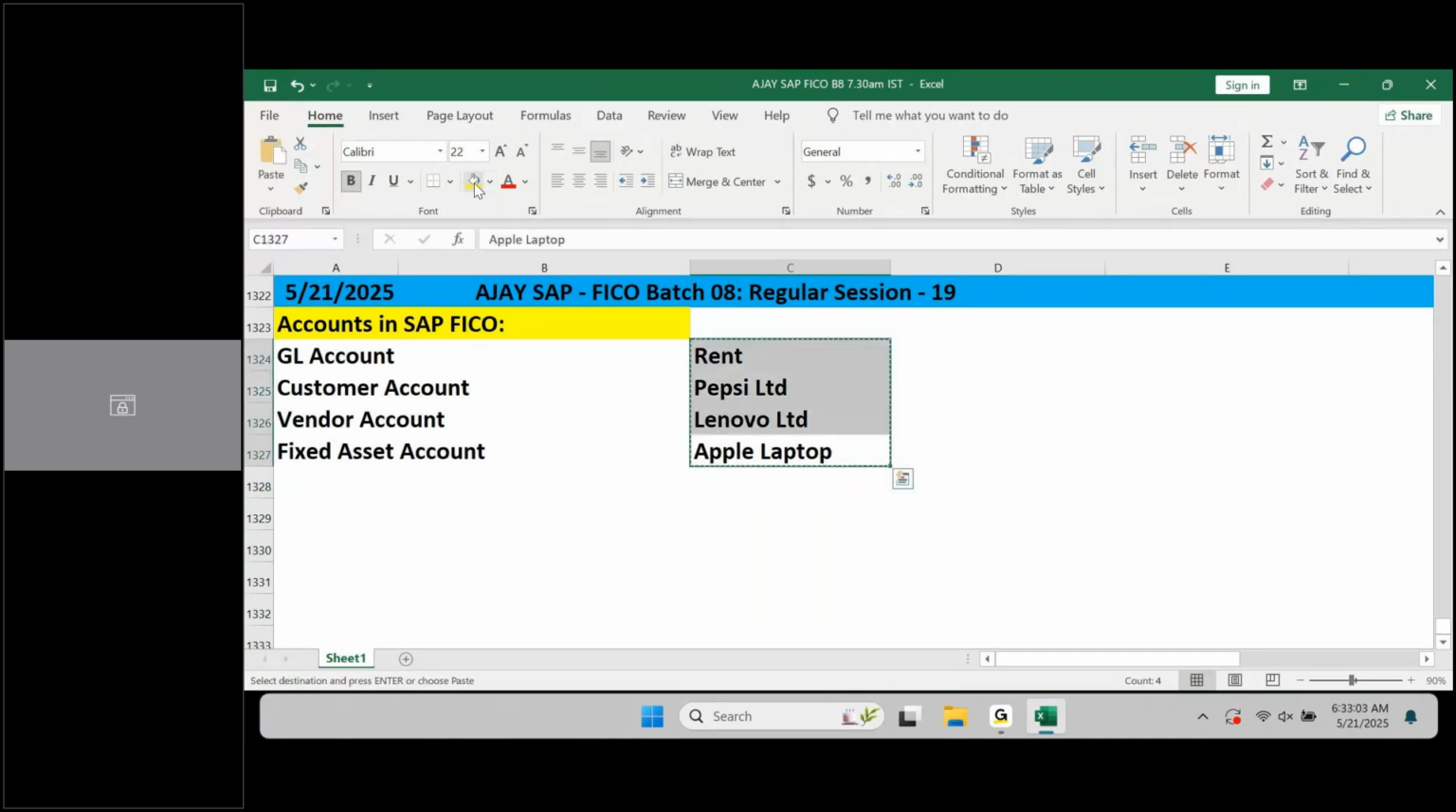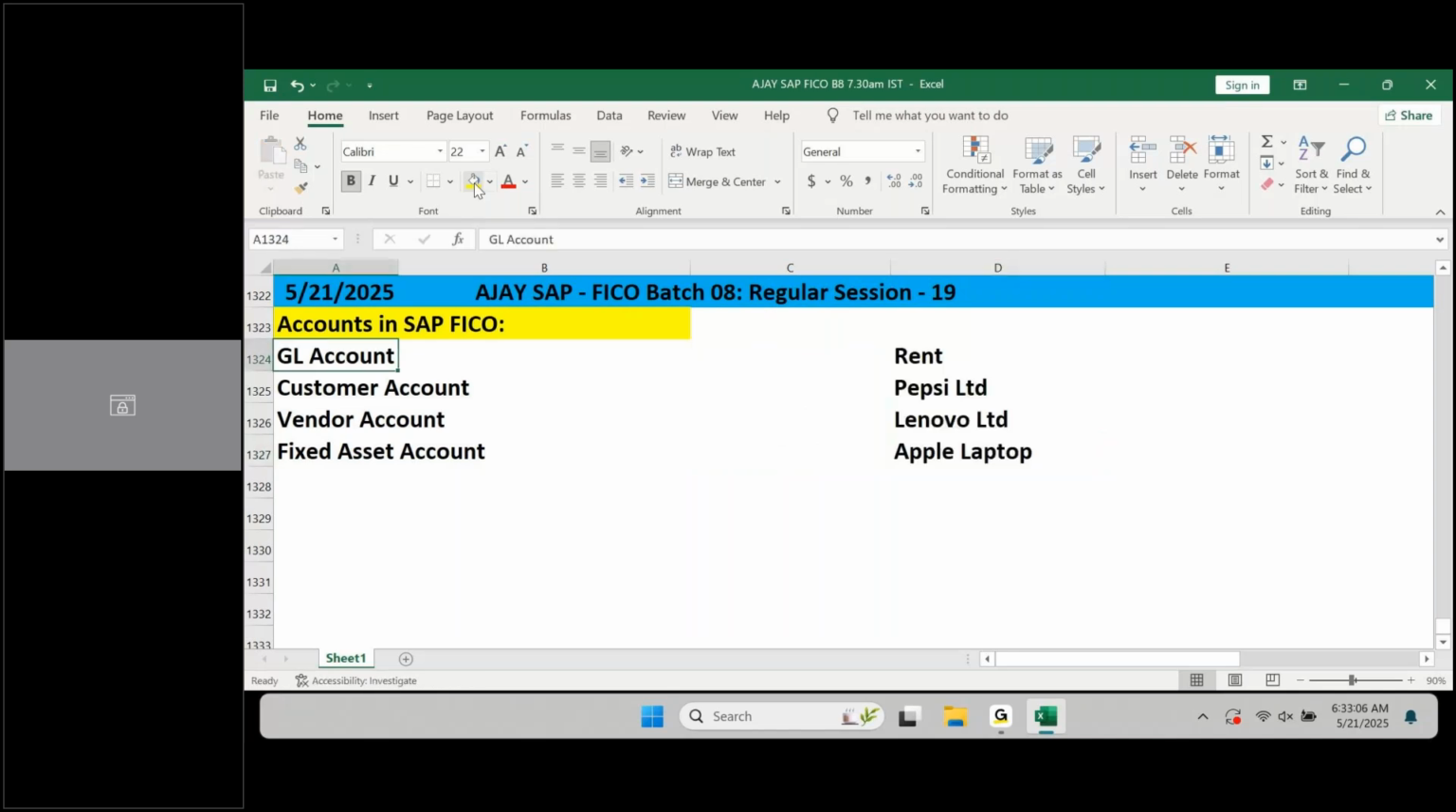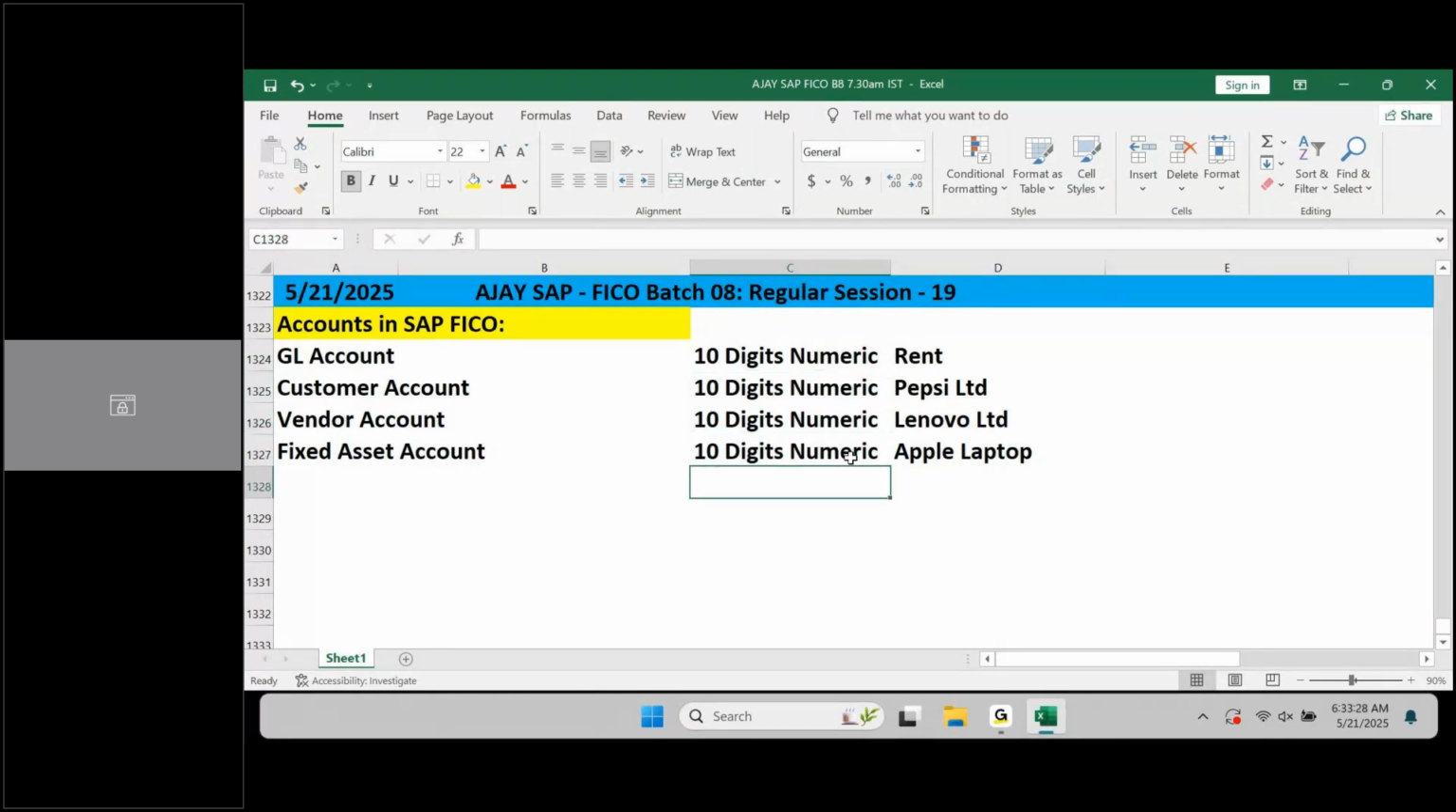Now if I come back here, now GL account, you will have 10-digit numeric. How many digits? 10 digit. 10-digit numeric is allowed for GL account. Similarly for customer, 10-digit. This is also 10-digit. This is also 10-digit. In short, any account that you take, what is the length of it? 10 digit. It is recommended to use 10-digit numeric number.